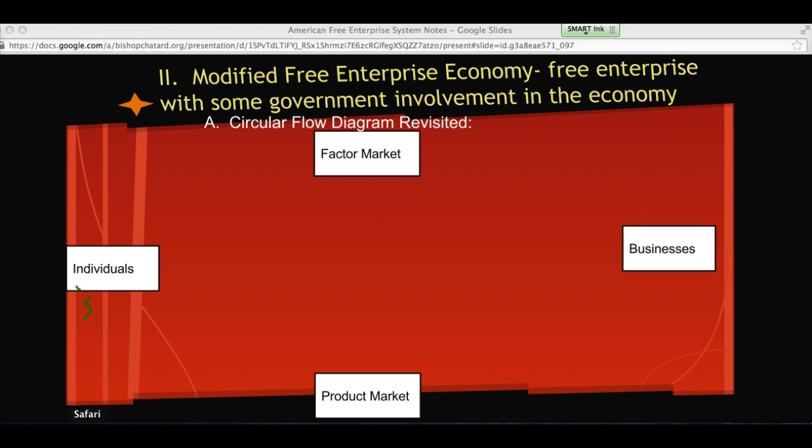Okay, so let's see how you did. So where are we starting with this? Where do we start? Individuals. And what do we know about individuals? What do individuals own?